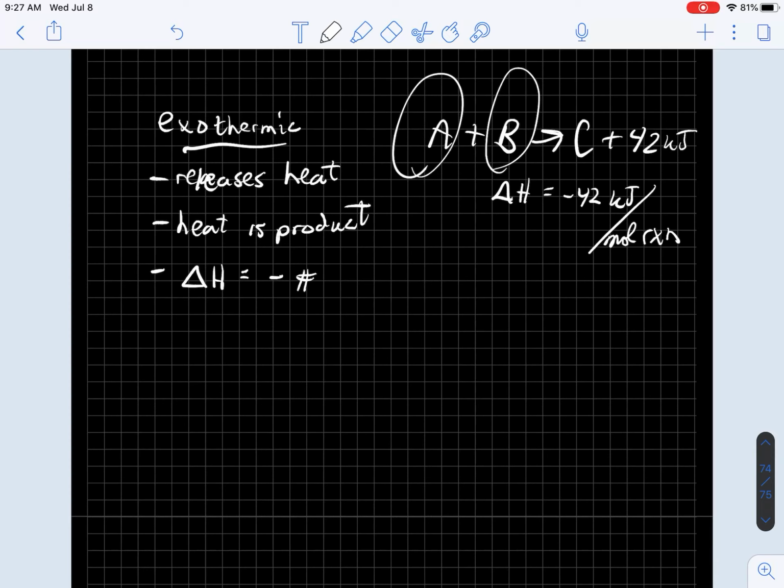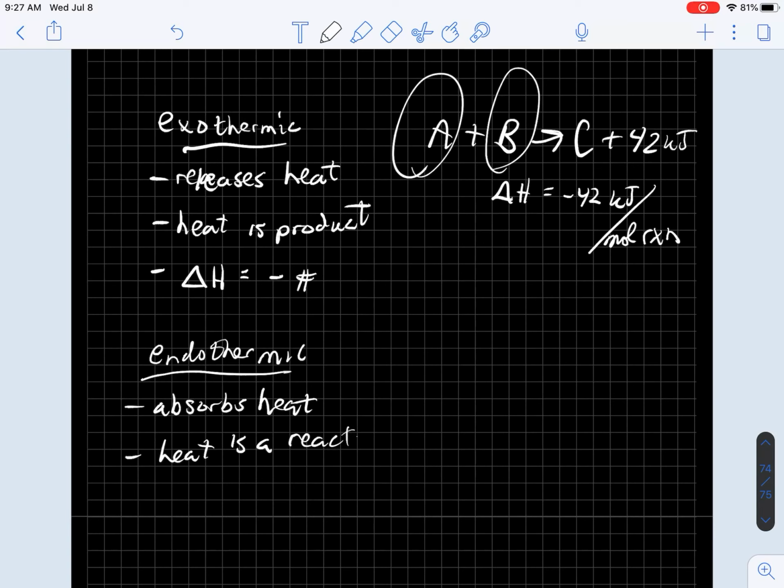If there were 3 moles in the balanced equation associated with B, then we would say negative 42 kilojoules per 3 moles of B. Or if it was 1 mole, we would say negative 42 kilojoules per 1 mole of B. It goes by the number of moles that are in your balanced equation. If it's endothermic, that means it absorbs heat. So heat is a reactant. Or they could give us a delta H value, but the delta H value would have to be some sort of positive number.